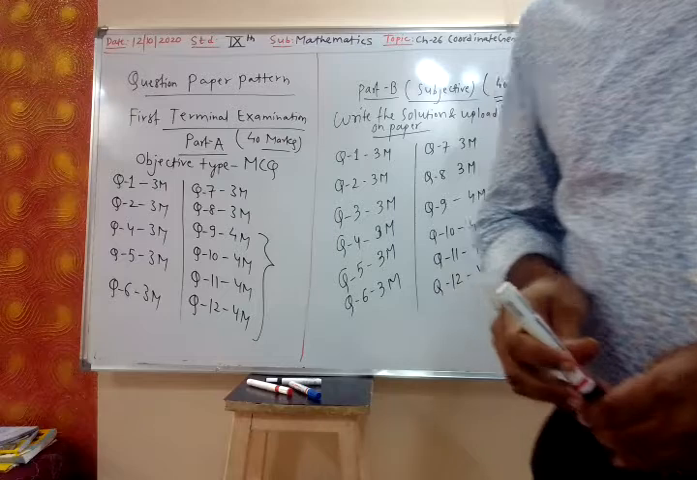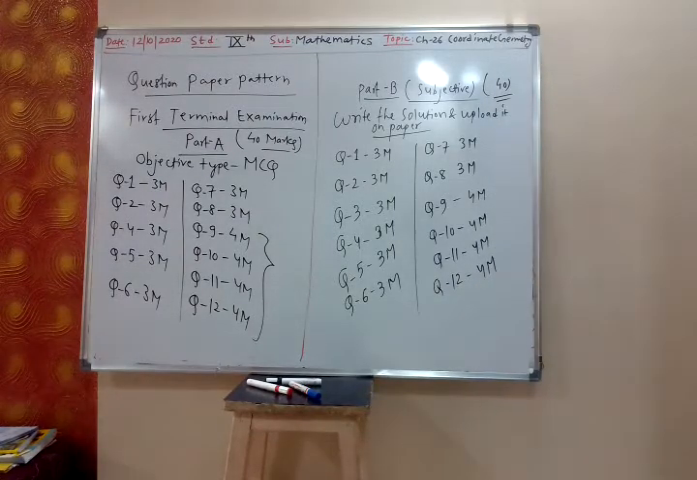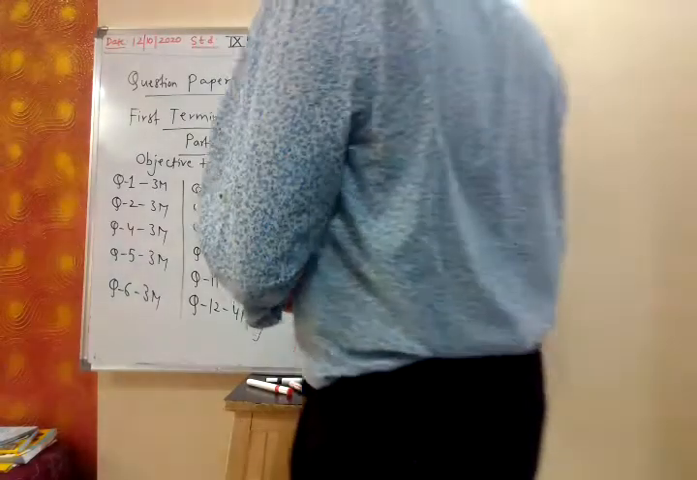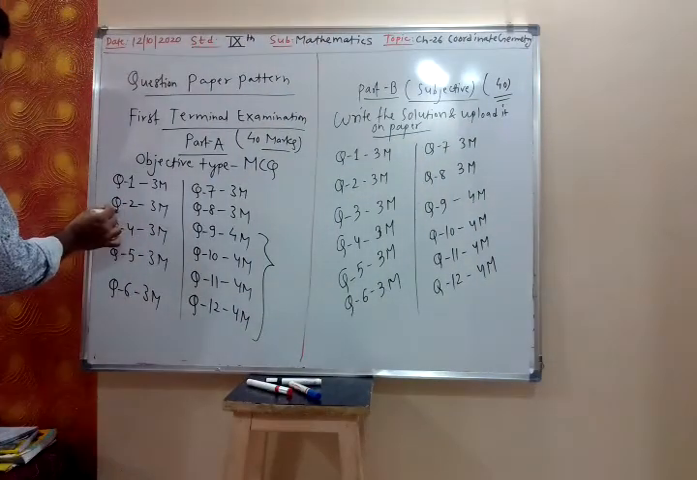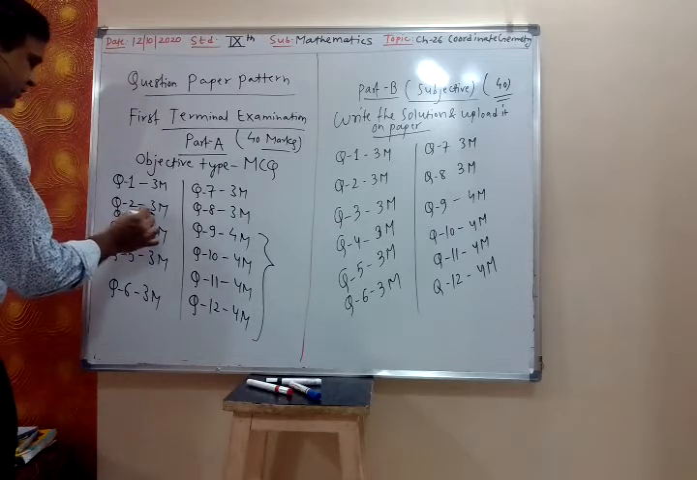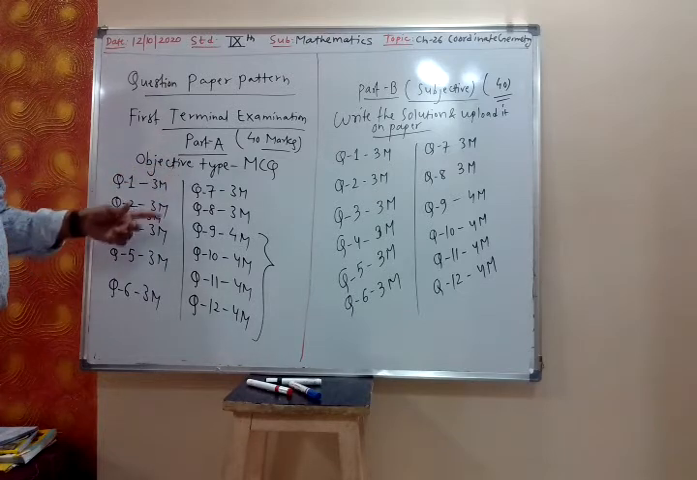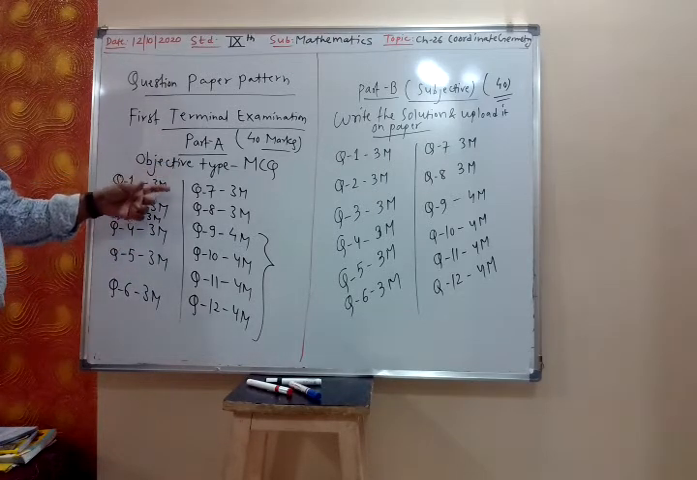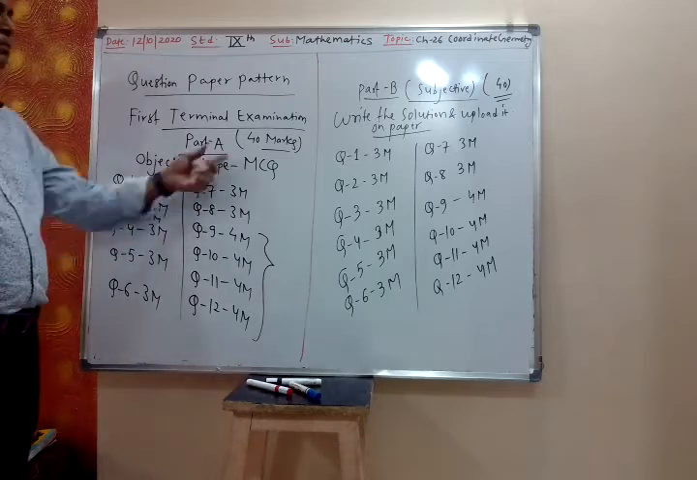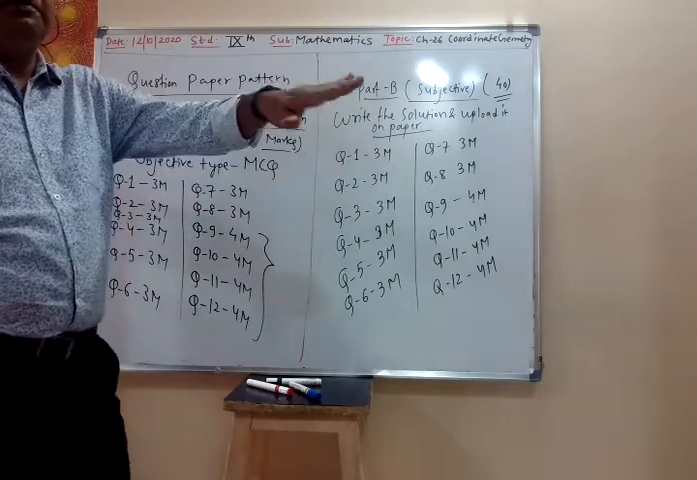And that duration is already given to you in the timetable. Yes, you write question number 3, 3 marks. So there will be 8 questions of 3 marks and 4 questions of 4 marks. In part A, you have to click the correct answer, and in part B, you have to write down the solution on the paper and upload that.